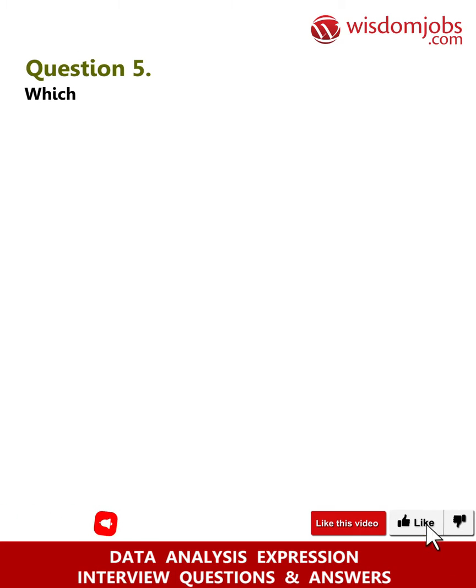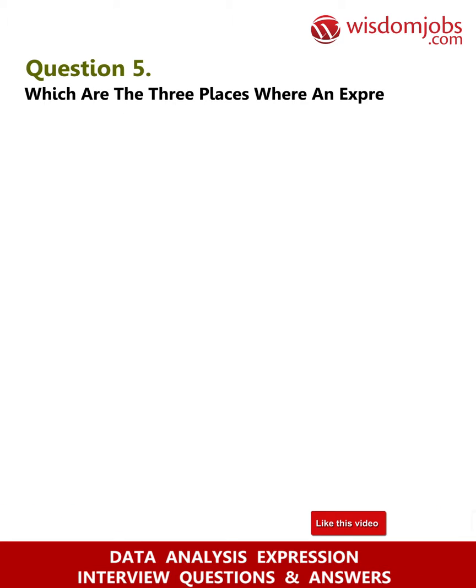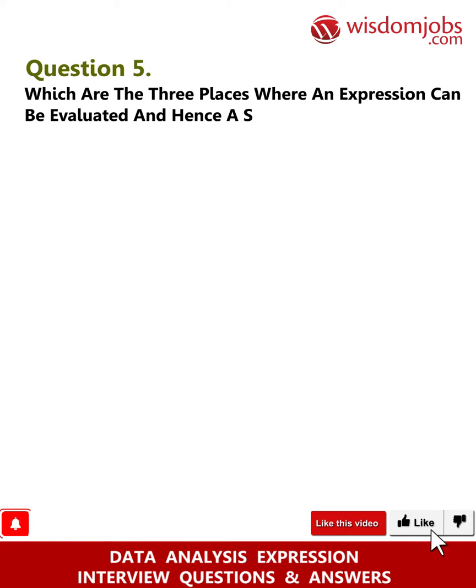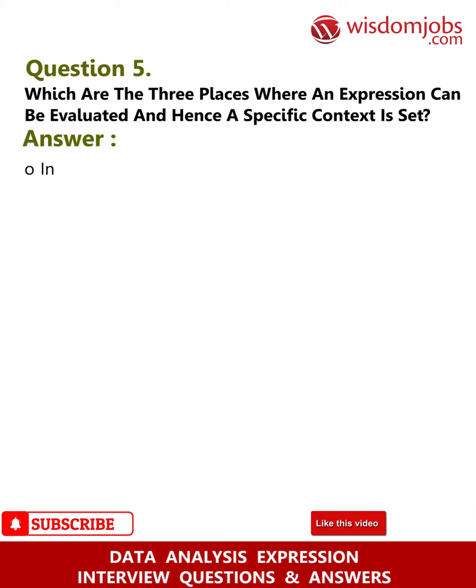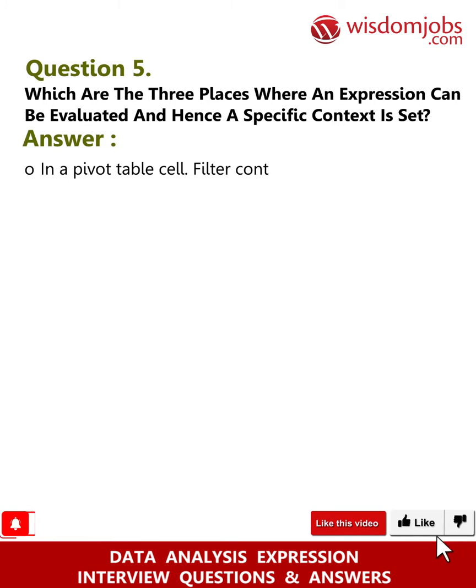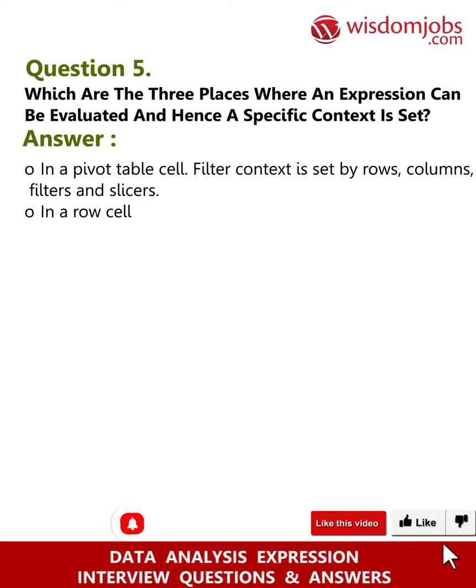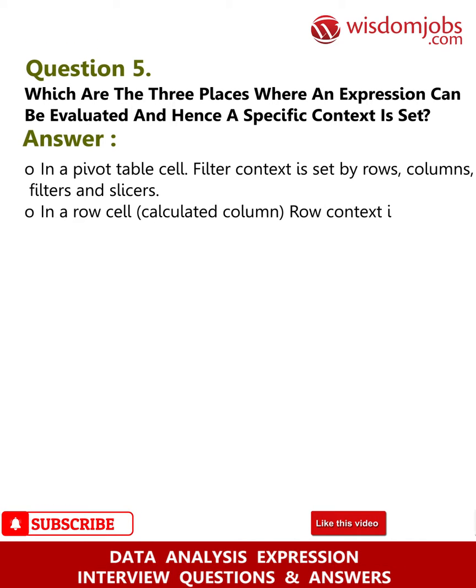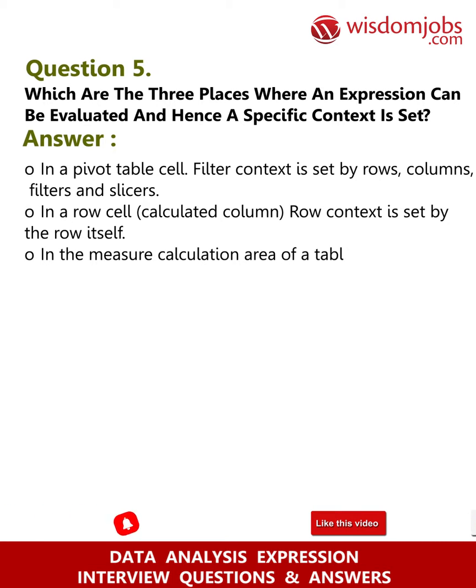Question 5. Which are the 3 places where an expression can be evaluated and hence a specific context is set? Answer. In a pivot table cell. Filter context is set by rows, columns, filters and slicers. In a row cell. Calculated column. Row context is set by the row itself. In the measure calculation area of a table. No row nor filter context is set.